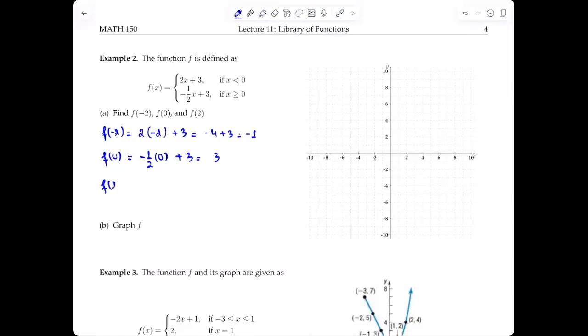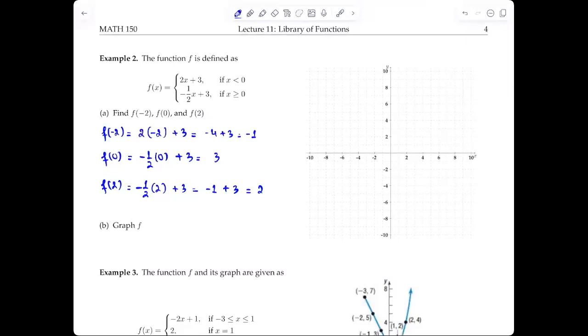Now for f of 2, you have -1/2 times 2 plus 3. So it is -1 plus 3. It's positive 2. Any questions on these evaluations? Good. All right, so let's graph this piecewise defined function.